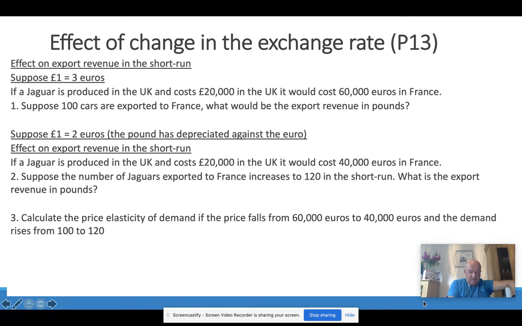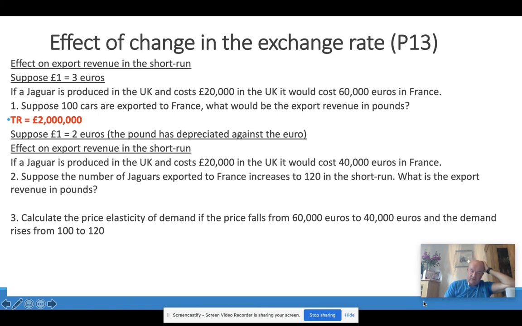Let's have a look then at, taking this a slight stage further, the effect on export revenue in the short run. So we've got that same scenario where the exchange rate is £1 to €3, and in this instance Jaguar is producing cars that cost £20,000 and they would cost €60,000 in France. If we've got 100 exported cars to France, our export revenue in pounds is going to be 100 times £20,000, so our total revenue is going to be £2 million.